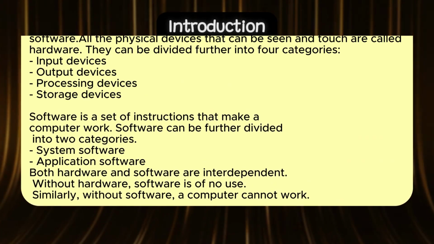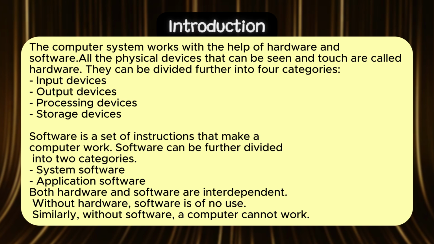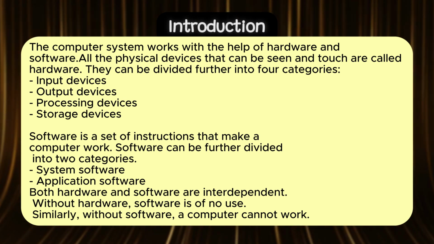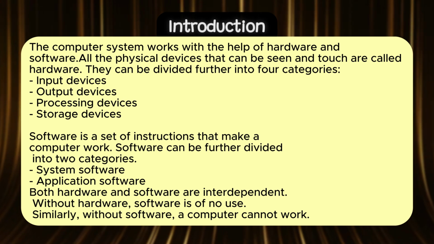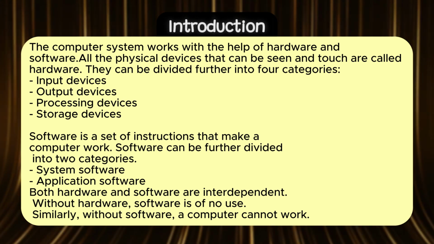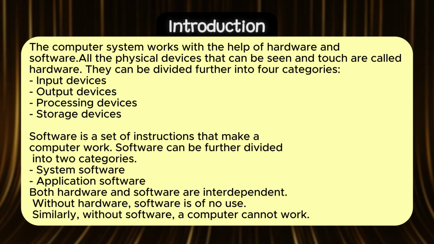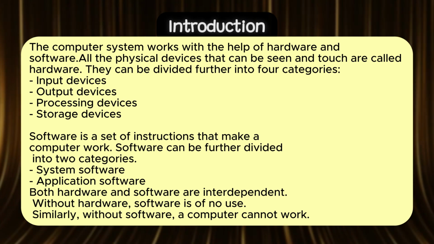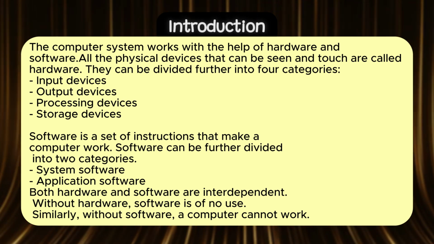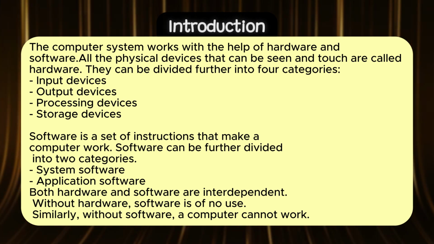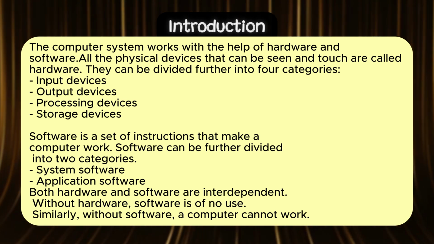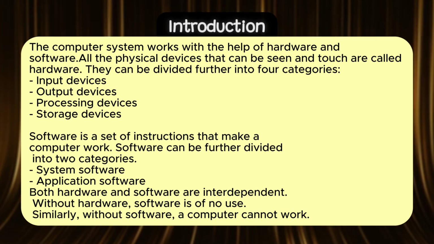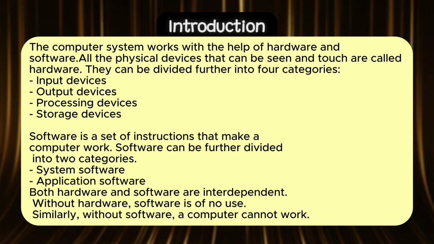Introduction. The computer system works with the help of hardware and software. All the physical devices that can be seen and touched are called hardware. They can be divided further into 4 categories: input devices, processing devices, output devices, storage devices.